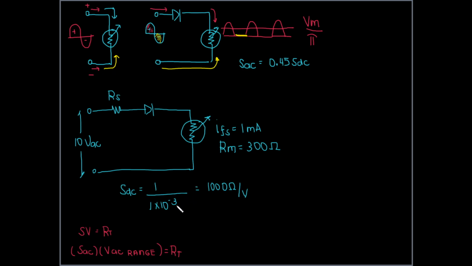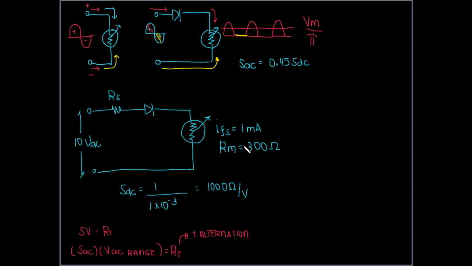Remember that this circuit right here, this meter movement right here, is only responding at the positive alternation of the source. So this total resistance is only computed during the positive alternation.